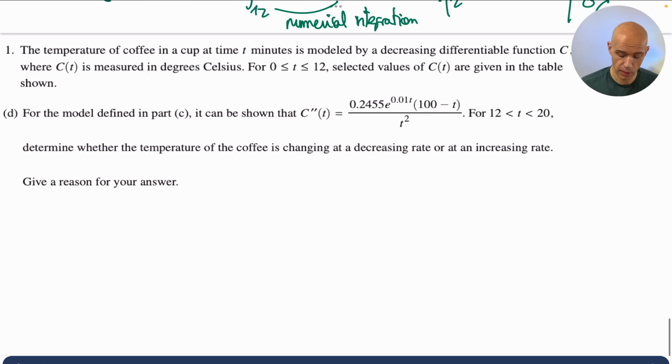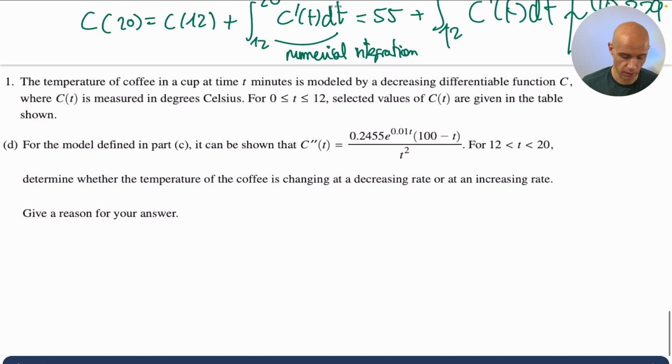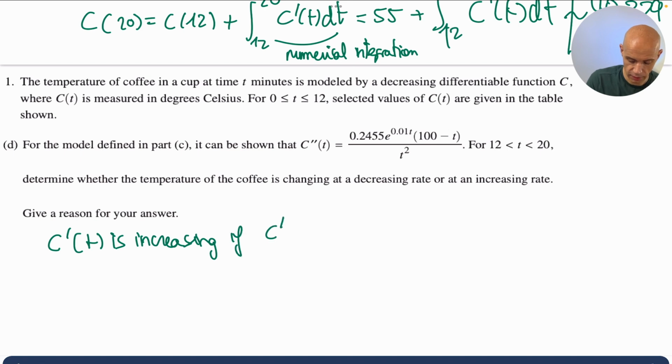And for this one, you don't really need Desmos, because what they ask is whether the rate is increasing or decreasing. So basically, C prime of t is increasing if its second derivative is positive, and C prime of t is decreasing.